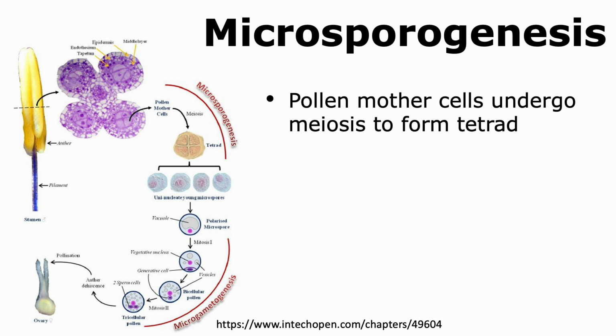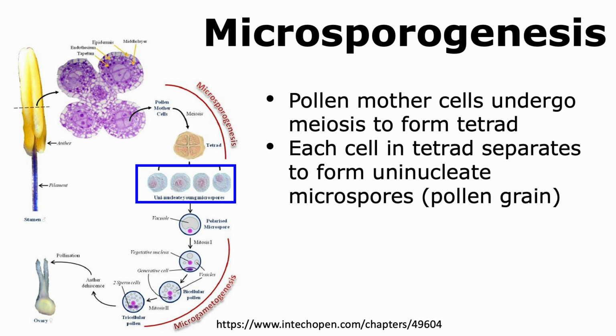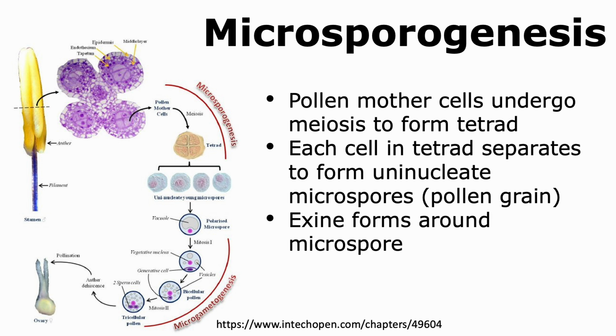The diploid microspore mother cells, or microsporocytes, undergo meiosis to form four daughter cells, which is called a tetrad. Each cell in the tetrad separates from the other cells to form microspores that have only one nucleus and hence are called uninucleate. Each microspore that is thus produced is a pollen grain. An exine forms around the microspore in order to provide protection.